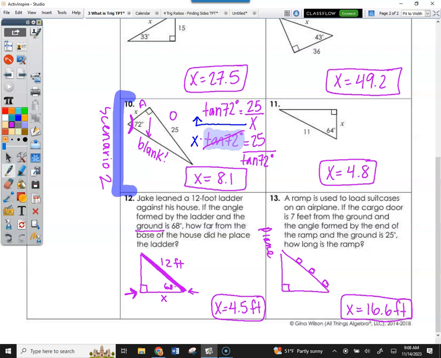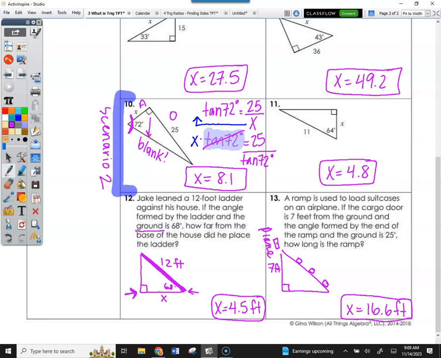If the cargo door, where's the cargo door? On the side of the plane. So there's a door right here. You need to put a door. Not like that, but you get what I mean. If the cargo door is 7 feet from the ground, where's the 7 go? Like the center of the hypotenuse? Or no, on the left side. Thank you. If it says it's 7 feet from the ground, that implies vertical height.